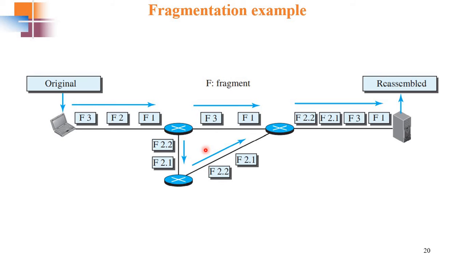So here is an example. For example, we have fragment 1, fragment 2, and fragment 3. We have the original size of a datagram, and this original datagram is divided into 3 different fragments, F1, F2, and F3. F1 and F3 take one route through router 1 and router 2, and the F2 fragment is divided again into 2 pieces by the router. Yes, so a router also has the right to divide the fragments. So fragment 2 is divided into another 2 pieces, F2.1 and F2.2.